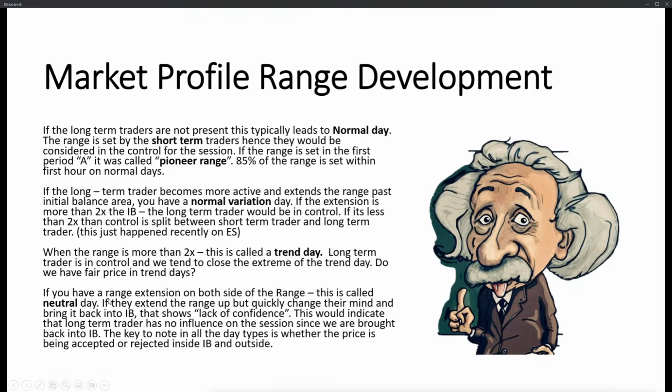And this is what I asked Cuban: if you have a range extension on both sides, right? This is called a neutral day because they cancel out. You extend, I have it in my notes right here, and now if you break below and you go back inside, it's a neutral day, right? You're seeking value, right? Yeah.